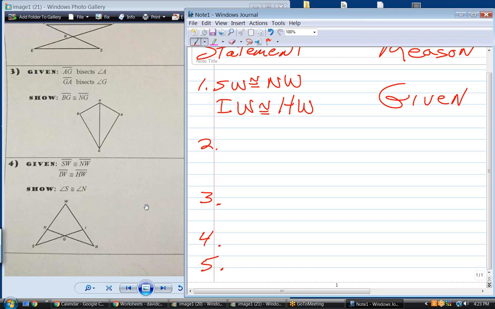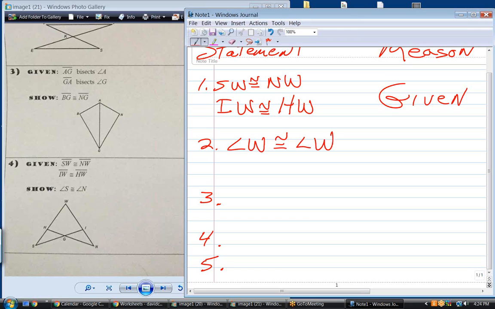Can we use the vertical angles because of G? Or do we not know it's... That's not an angle in our triangle. Nor is that, nor is that. Each of these triangles has angle S, angle W, angle I. This triangle has angle N, angle H, and angle W. Which one is the same for both triangles? The one at W, the one that's common to both. So I can say angle W is congruent to angle W.